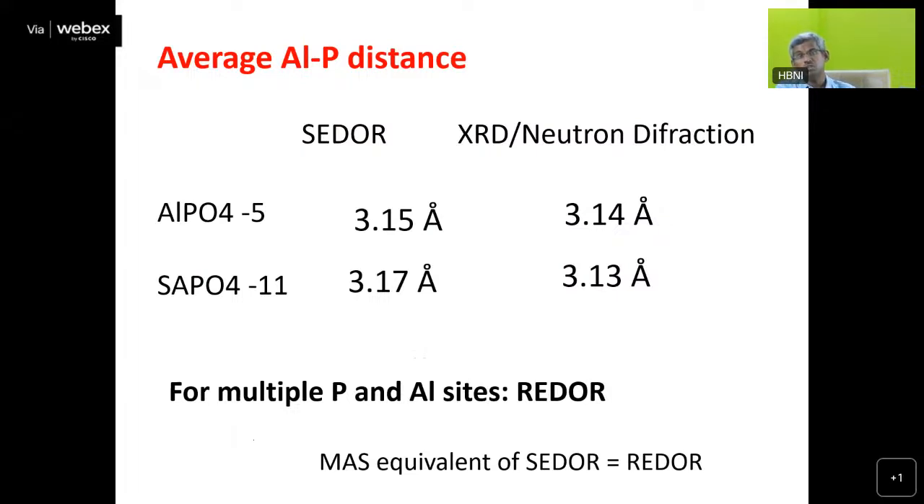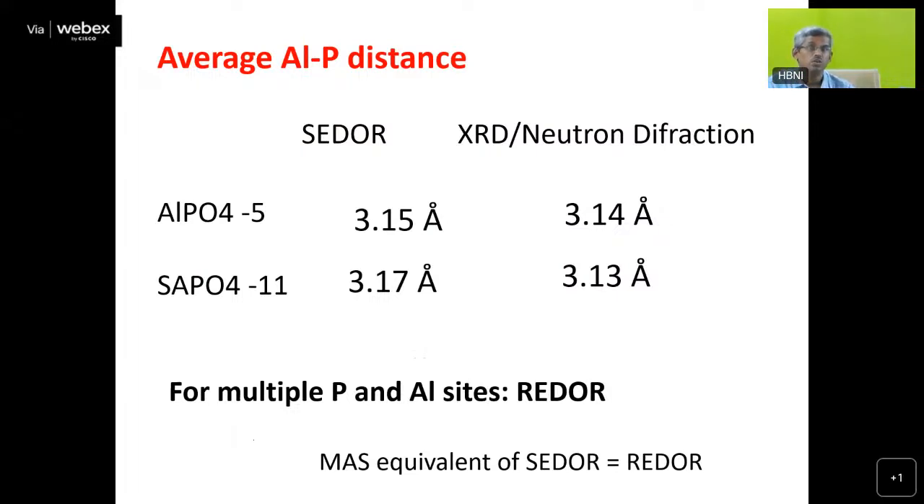In the case of aluminium phosphate, you see 3.15 and 3.14. SAPO-11, which is nothing but silicon aluminium phosphate 11, the value is very close. Slightly, SEDOR is giving a slightly higher value compared to the XRD value. This may have something to do with the error limits also. So you can always say comparable values can be obtained by a SEDOR experiment as well as a diffraction experiment. That is what I want to convey from here.